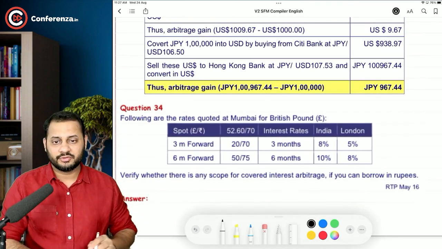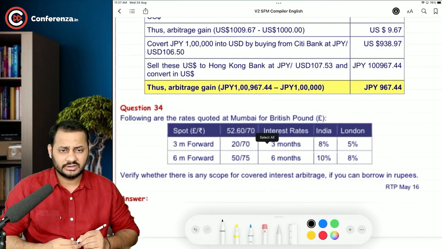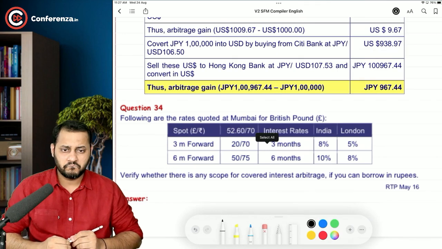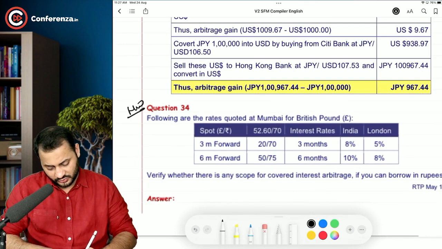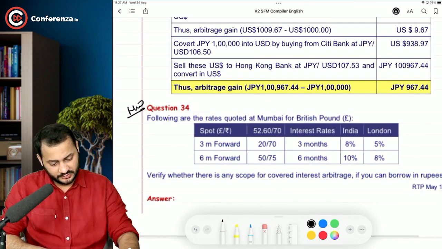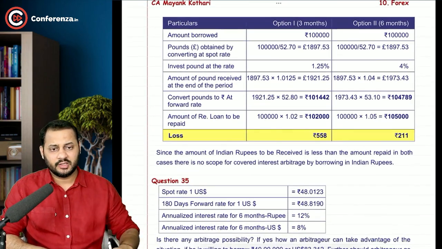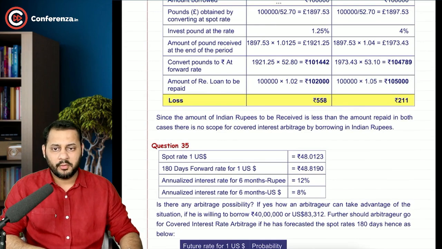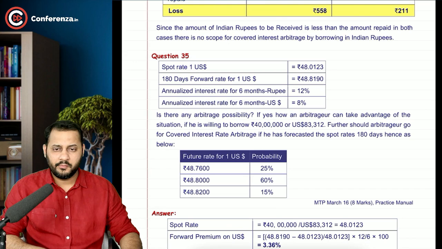Now let's have a look at this question. Question number 34. This is also an interesting question. Take this as homework. You can easily solve it. In this question, arbitrage is not possible. You can just try solving it. It's easy. And then let's shift to question number 35. This is something interesting.